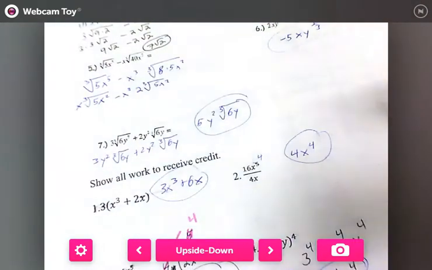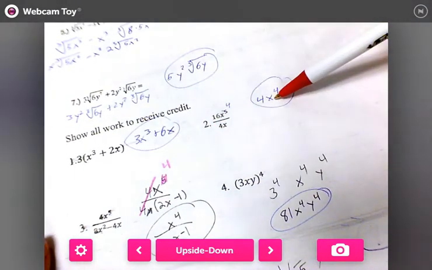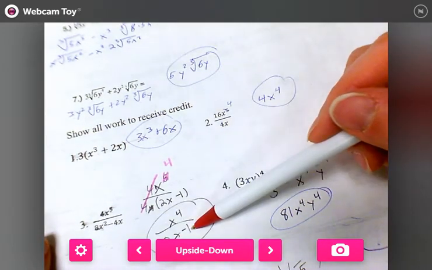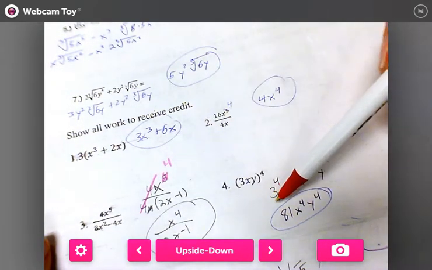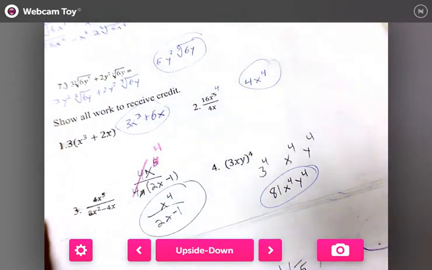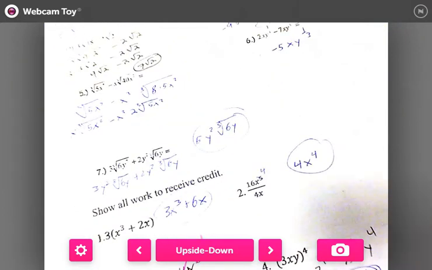Number 1 here at the bottom, I got 3x to the 3rd plus 6x. 2, I got 4x to the 4th. 3, I got x to the 4th over 2x minus 1. And 4, I got 81x to the 4th, y to the 4th. Okay, so should we go to 5? Let's do 5 together. Maybe I made a mistake there. Okay, let's try this again.